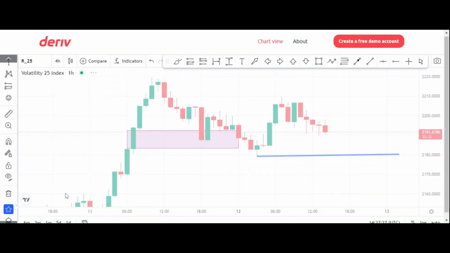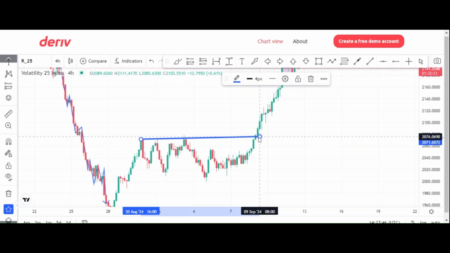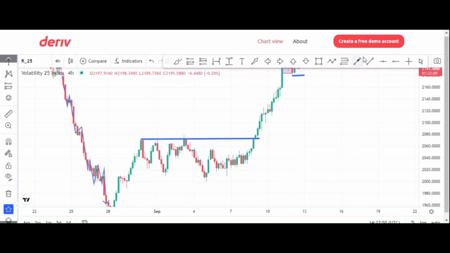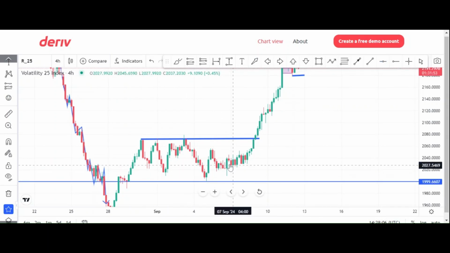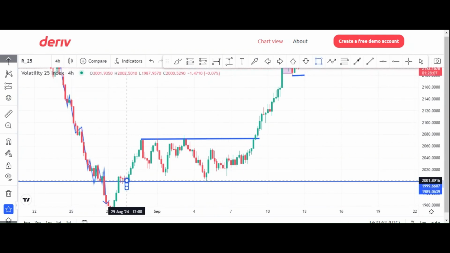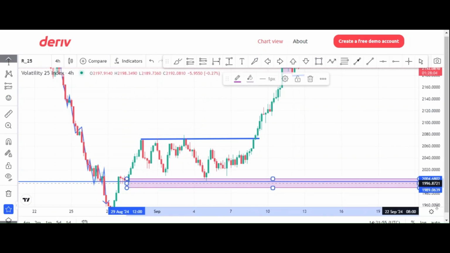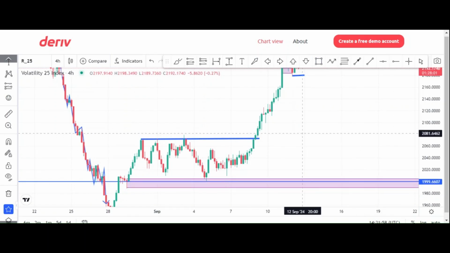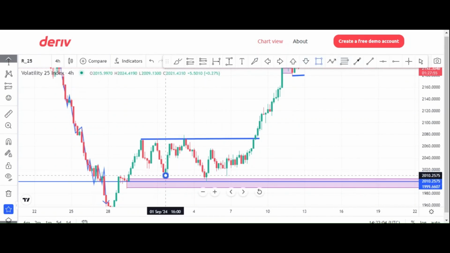Resistance and support zones. Resistance zones are areas where the price has trouble breaking through on the upside, while support zones are areas where the price tends to stop falling and bounce back up. Look at how I'm identifying these zones on the chart. You want to find levels where the price has touched multiple times without breaking through. Demand zones. These are areas where there is significant buying interest, causing the price to rise. When you spot these zones on the chart, you can anticipate potential reversals or continuations.